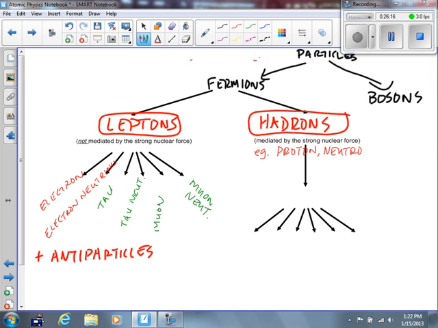In the Large Hadron Collider, we smash together protons. Why do we call it the Large Hadron Collider? Because we smash together hadrons. We collide hadrons. We collide protons. These hadrons, these protons and neutrons, are made up of or consist of quarks.